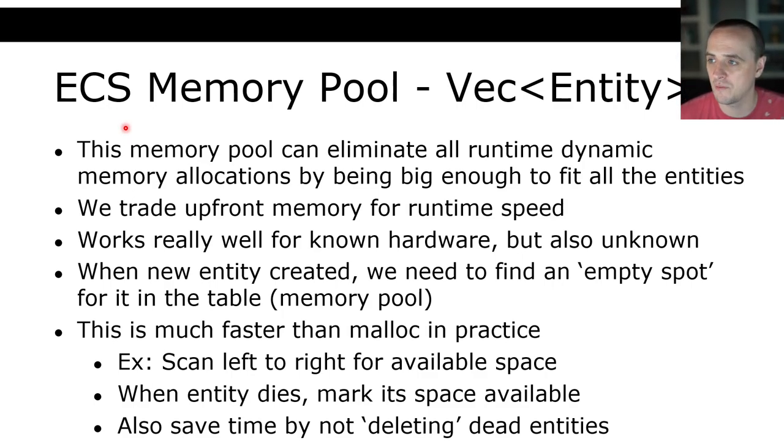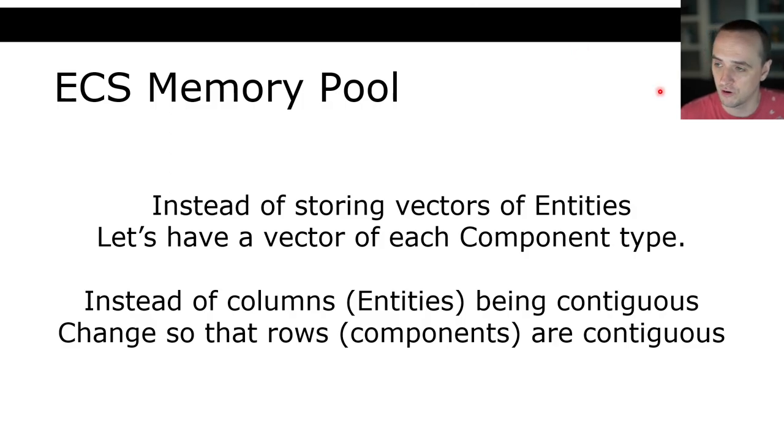So, this is how a memory pool essentially works, and how you can use it to eliminate dynamic memory allocations. However, instead of storing vectors of entities, let's instead have a vector for each component type. So before, what we had was a vector, and each column was an entity, okay? And those entity data were contiguous in memory.